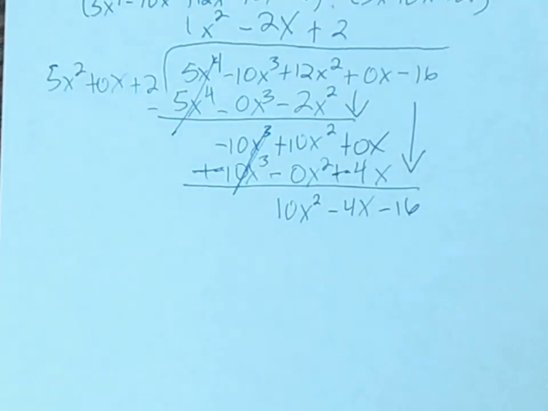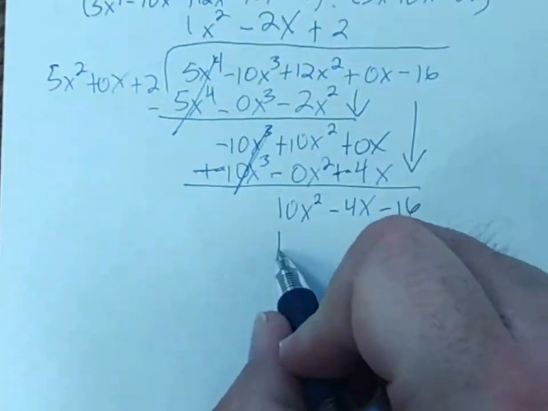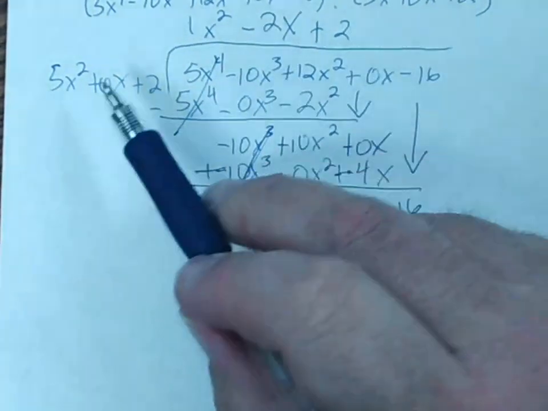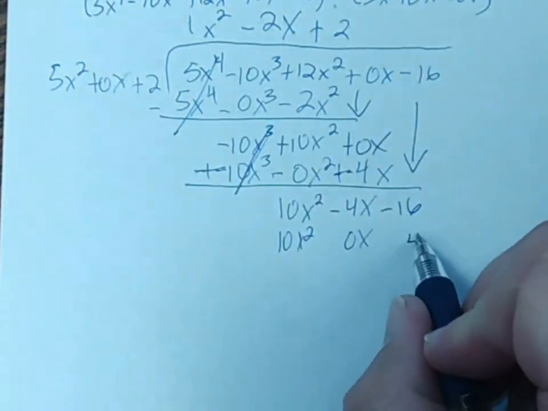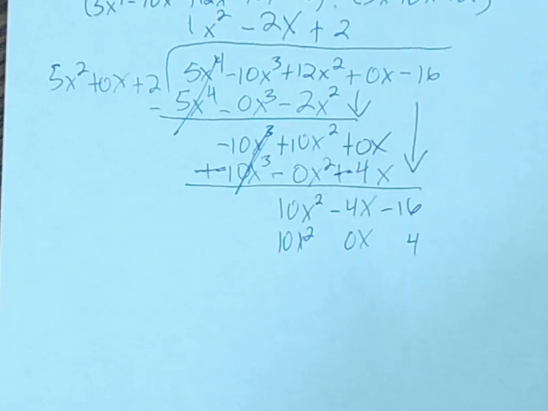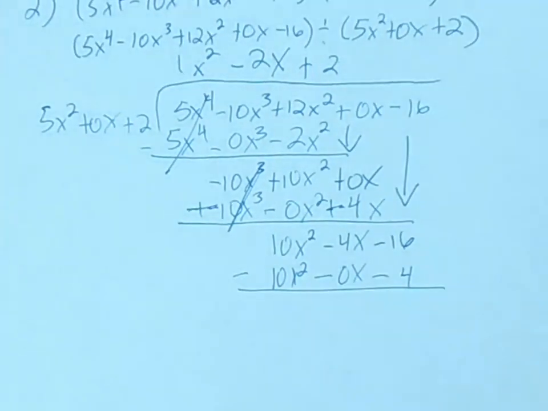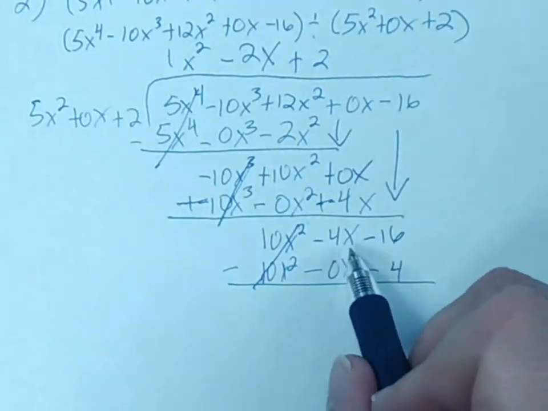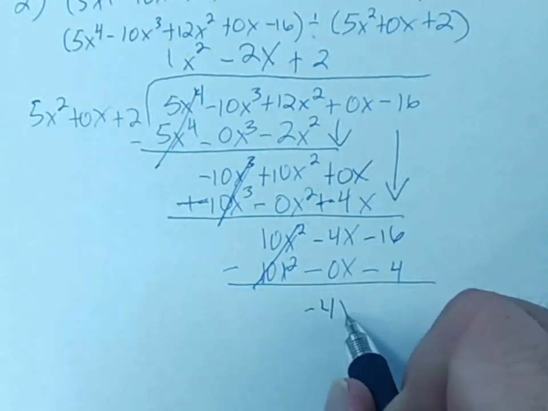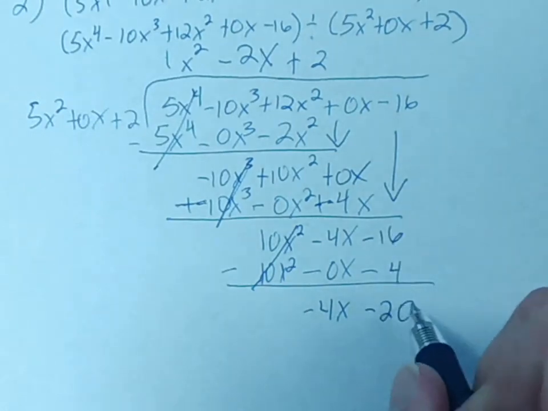Then we got multiplication. We'll multiply all of these by 2. 2 times 5x squared is 10x squared. 2 times 0x is 0x. And 2 times 2 is 4. Subtract, subtract, subtract. 10x squared minus 10x squared is 0. Negative 4x minus 0x is negative 4x. And negative 16 minus 4 is negative 20.